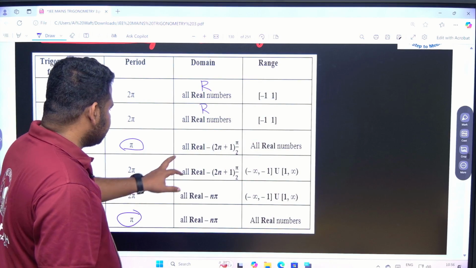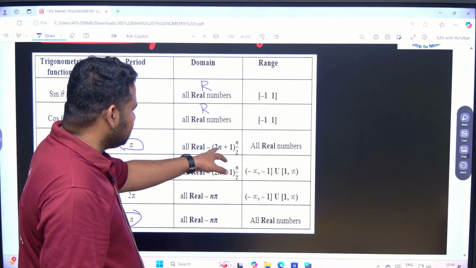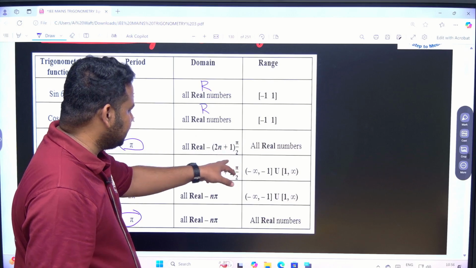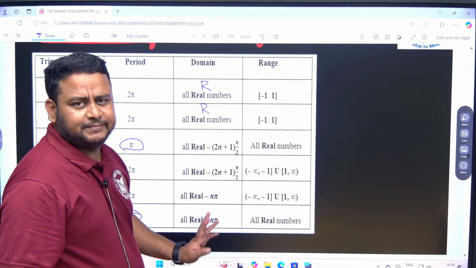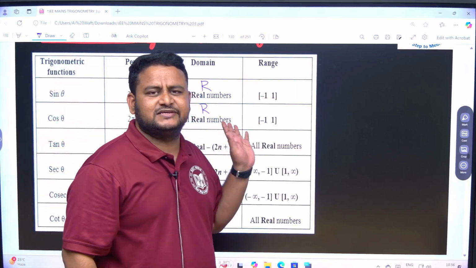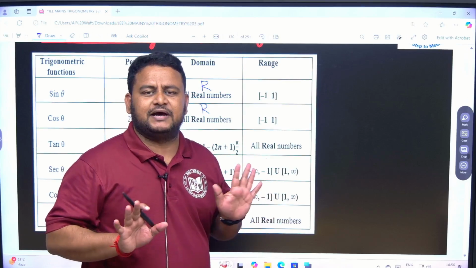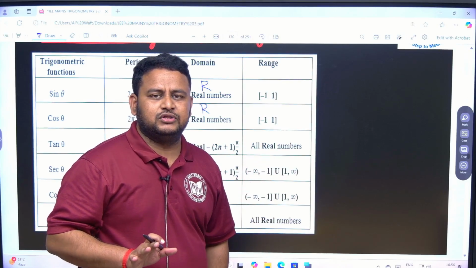Next one, tan and cot. For tan, the domain is all real numbers minus (2n plus 1) into pi by 2. And what about cot? All real numbers minus n pi. What do you mean by this? So many people will learn this by heart and go. We don't want you people to learn by heart. So how to do this?